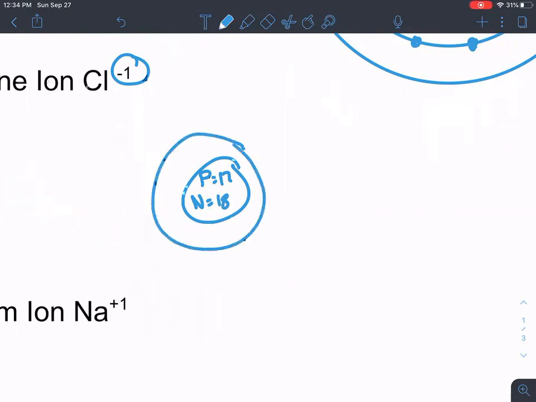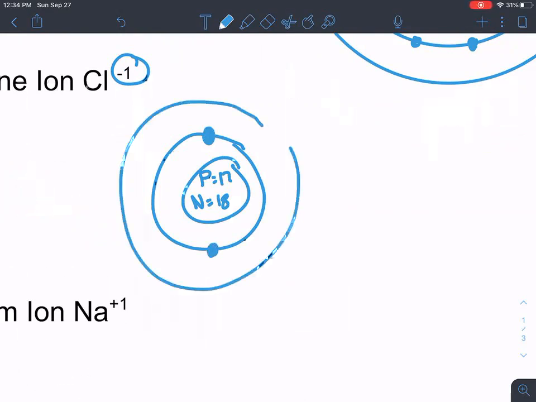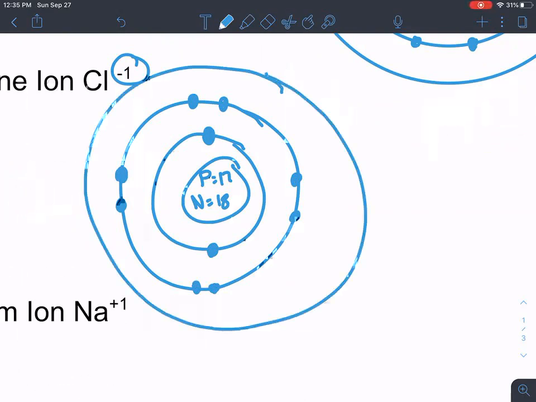Our first orbital is 2 electrons. That second orbital gets 8 electrons. And then this is where we get tricky, because our third orbital, normal chlorine, has 7 more electrons on its outermost orbital.